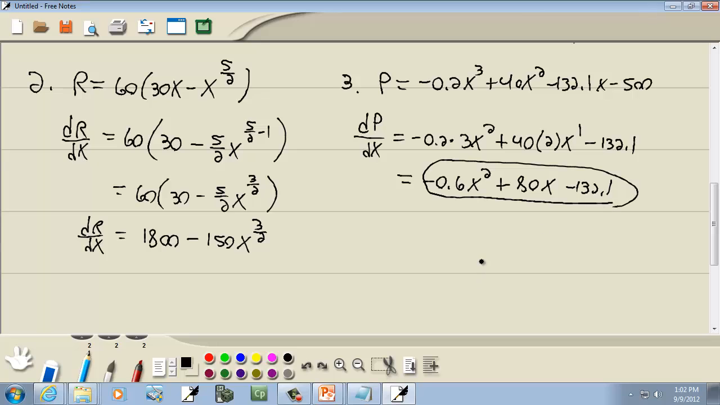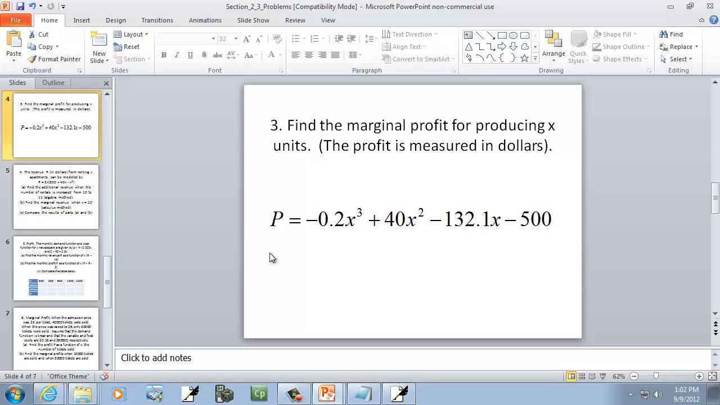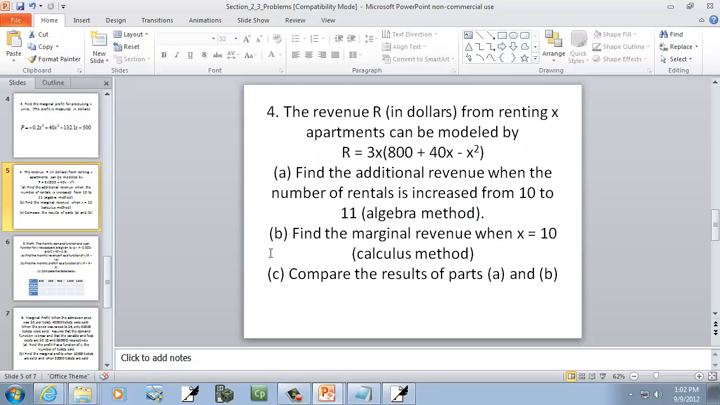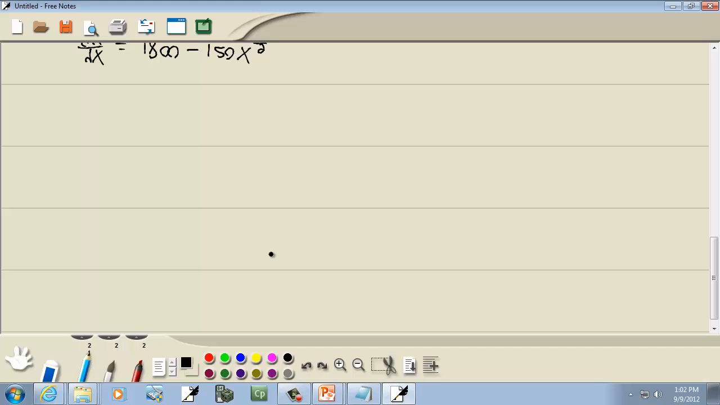Now again, what this is going to do is it's not going to allow us to find a profit. This allows us to find the rate of change at a particular point. How much is the profit changing? The original function is what allows you to find a profit at any point. Let's take a look at this one.